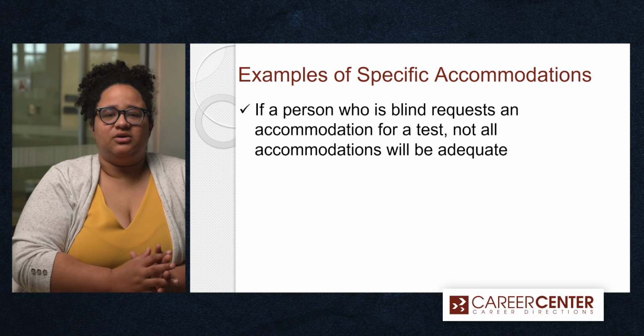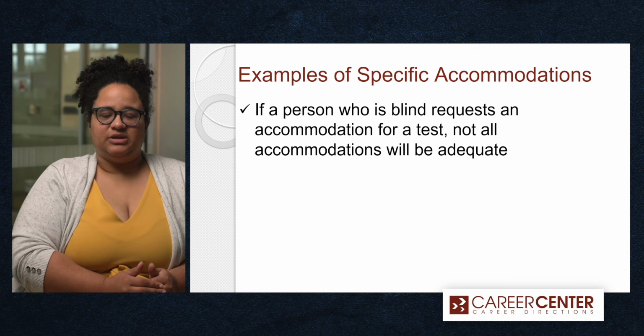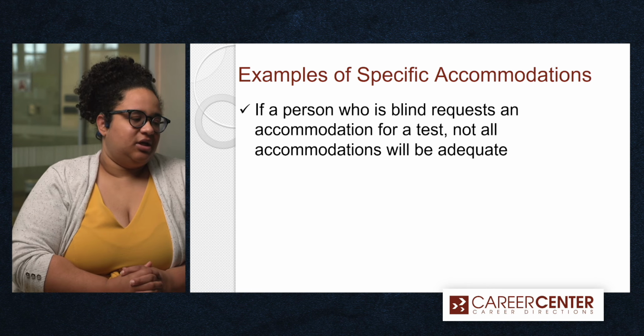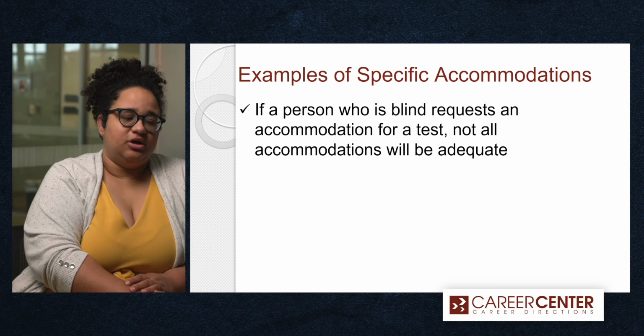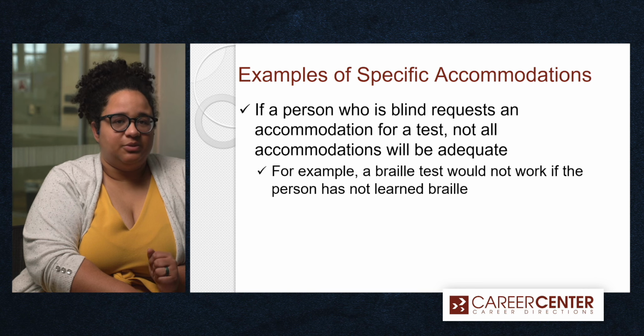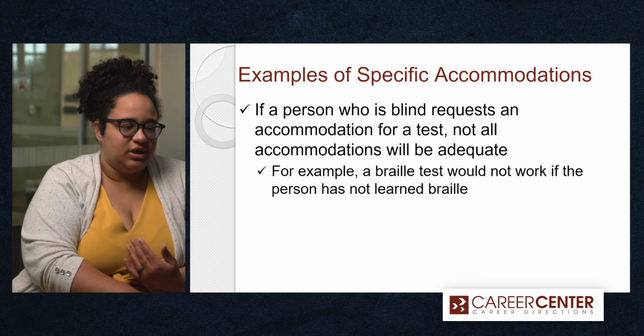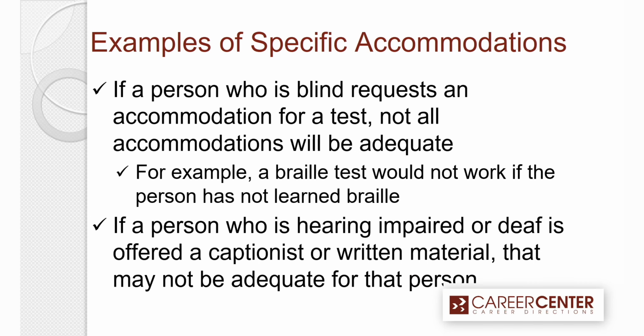So, examples of how some accommodations may be specifically better than others. If a person who is blind requests an accommodation for a test, not all accommodations are adequate. Not all blind people learn Braille, so therefore a Braille test would not be adequate. An audio tape version would be much better. If a person who is hearing impaired or deaf is offered a captionist or written material, that may not be adequate for that person. A lot of deaf people do not learn English in the same way. A lot of them are more comfortable communicating in ASL.